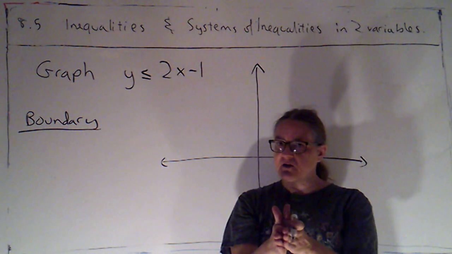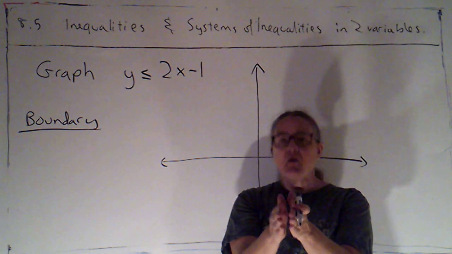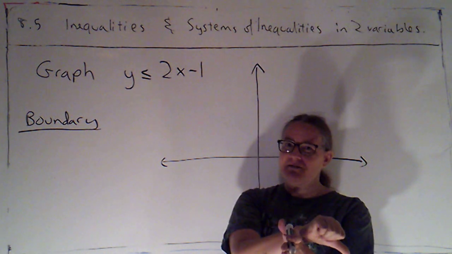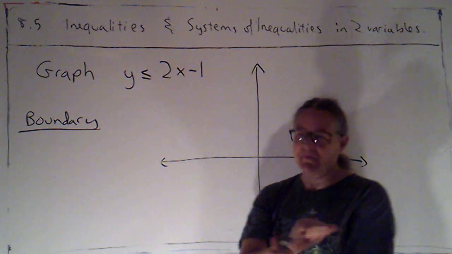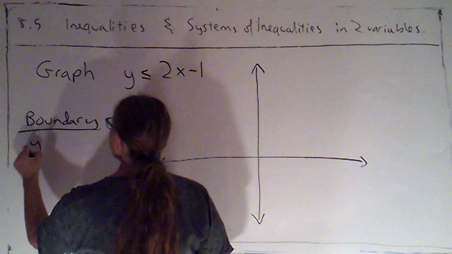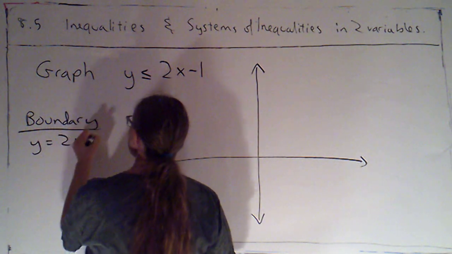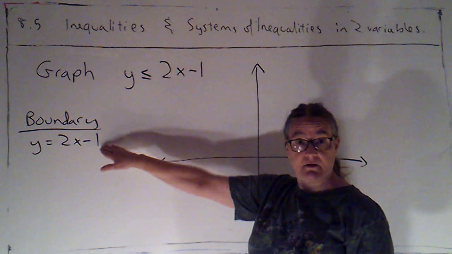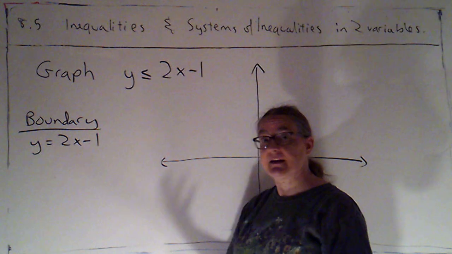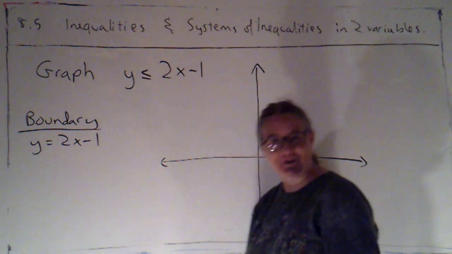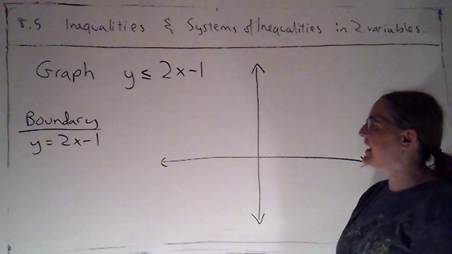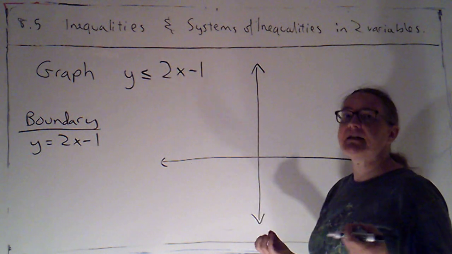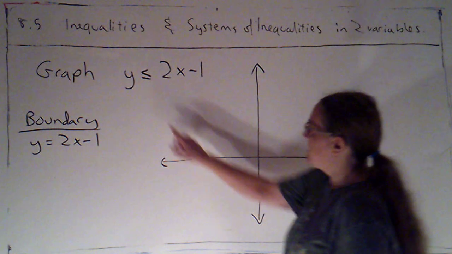Because where two things are equal is the boundary, where on one side of that boundary one thing is bigger, and on the other side of the boundary the other thing is bigger. So the boundary would be y equals 2x minus 1. Now you'll notice that's a line. So in this case we're getting a boundary line, and it's a diagonal line instead of a vertical line like the last example.